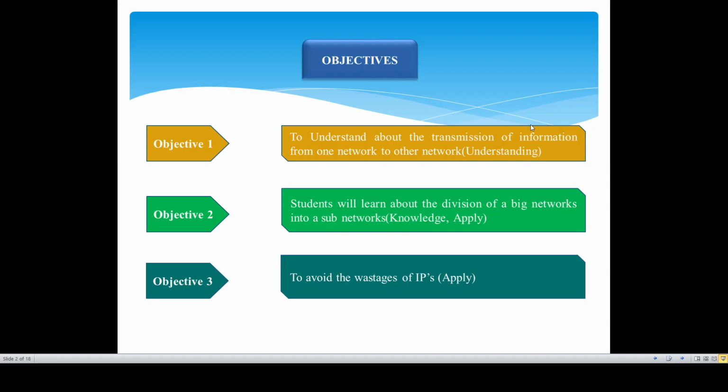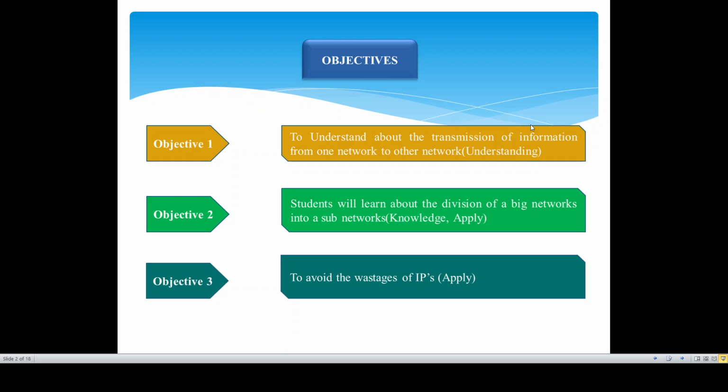Before entering into the subnetting topic, the objectives of subnetting are as follows. Objective 1: to understand the transmission of information or data from one network to another network. It comes under the understanding level. Objective 2: to be able to divide big networks into subnetworks. This comes under the knowledge and apply level. Objective 3: to avoid the wastage of IPs. This comes under the apply level.